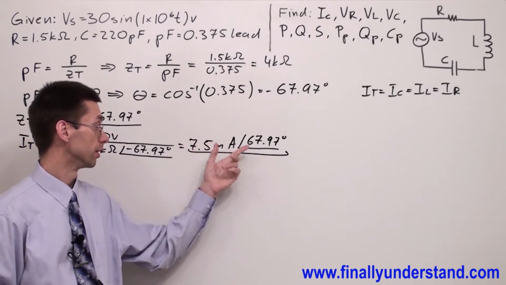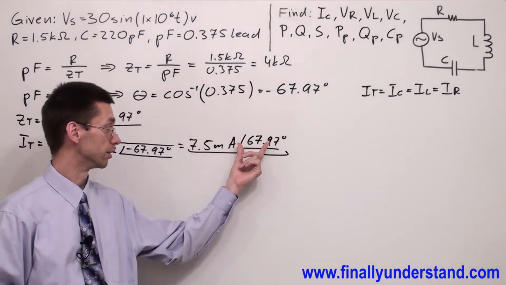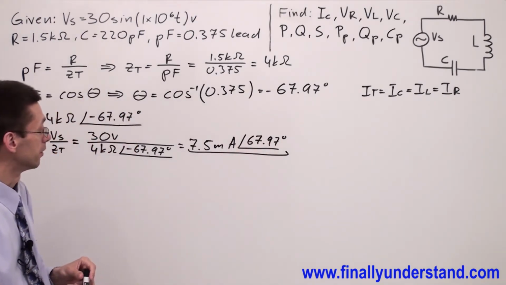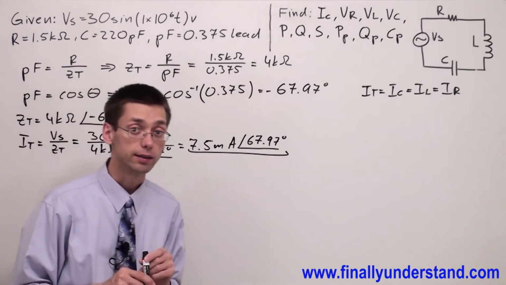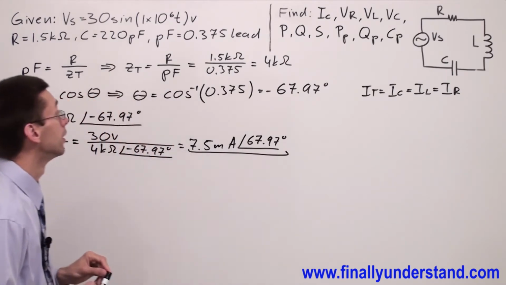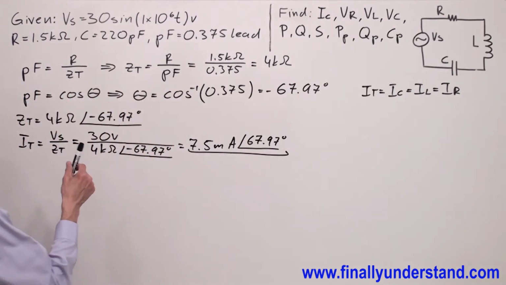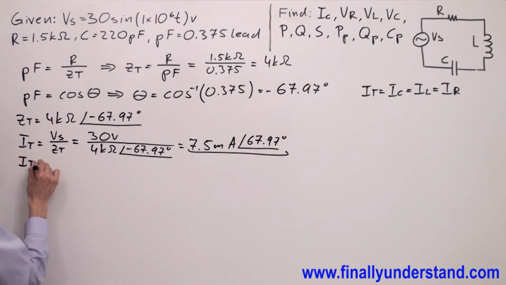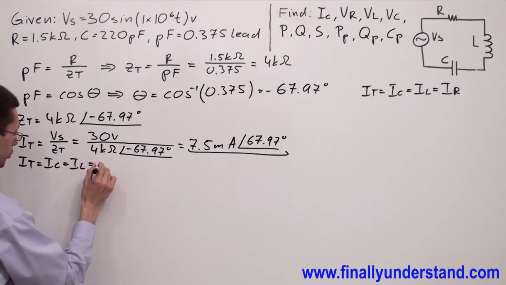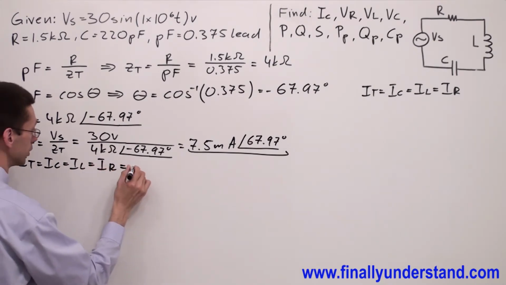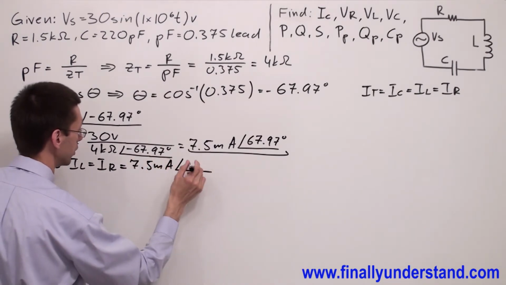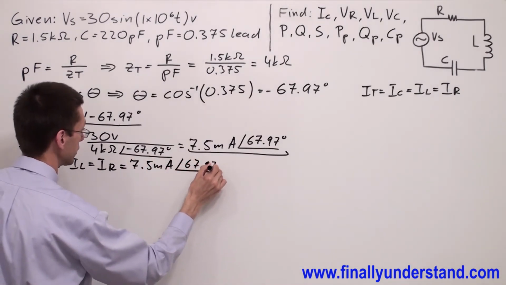Please notice that the current has the positive angle, so it means that the current in the circuit is going to lead the voltage by angle of 67.97 degrees. So, as we said before, I total is equal to IC is equal to IL, and this is also equal to IR, and this is equal to 7.5 milliamps and angle of 67.97 degrees.